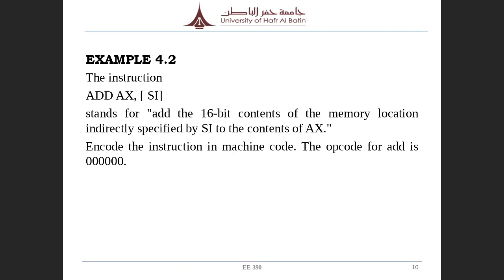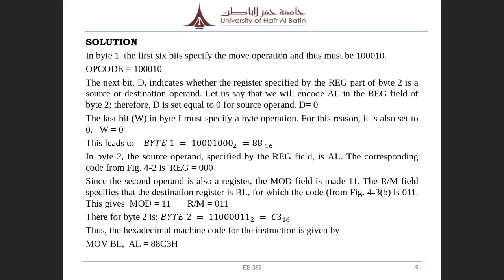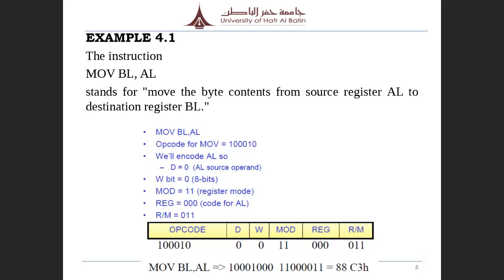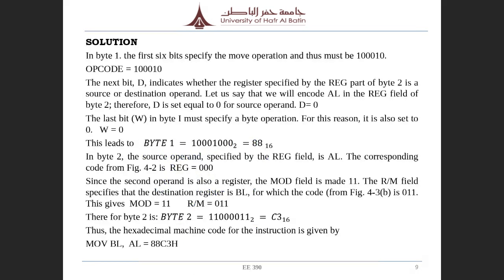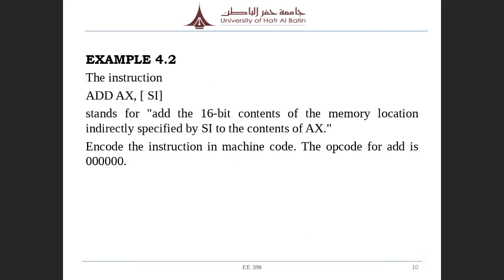Last class we discussed an example, MOV BL, AL. Now let us have a look at ADD AX, [SI]. The square bracket means memory location, right? So we are adding the content of AX with the memory location data, and the offset of that memory location is represented by SI.